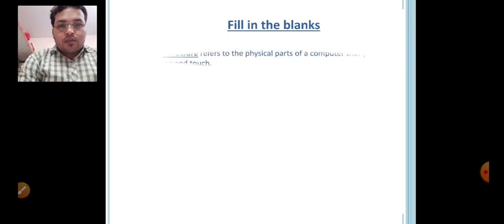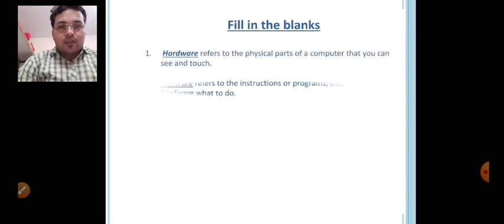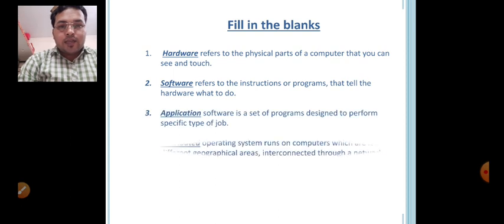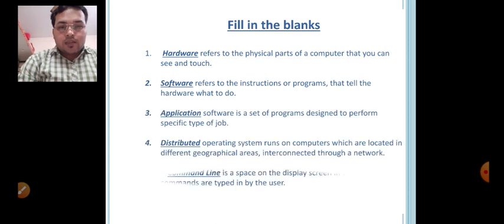The first one is fill in the blanks. The things written in bold letters as well as underlined, that is your answers, and you have to do in the same manner as I have written over here. That means you have to write answers and after that you have to underline it. That will make different that this is the answer for your question.